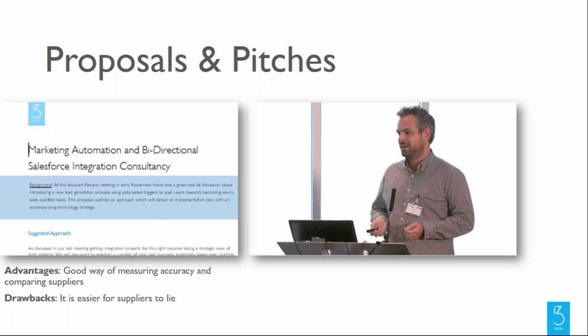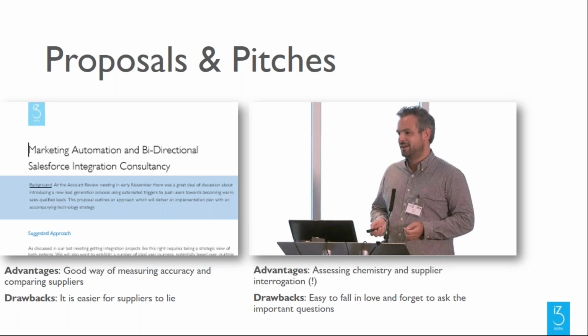The advantage of a proposal format is it's a good way of measuring accuracy and comparing suppliers on a sort of like-for-like basis. It's quite fair and open. The drawback, of course, is that suppliers can lie, and particularly on open tenders where you haven't given a tremendous amount of information, it's almost inevitable that someone will want the work more than anybody else and therefore completely over-egg their estimates or lie about what the final deliverable is going to be. You don't want that situation because when it comes to further down the line, you're going to have a real problem.